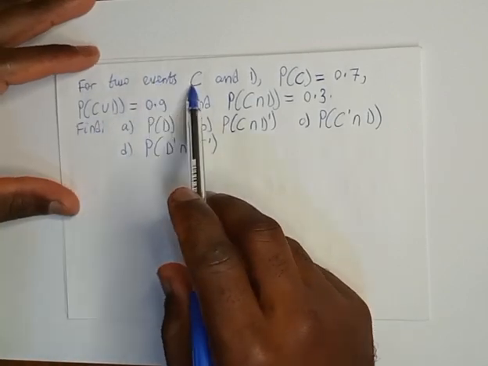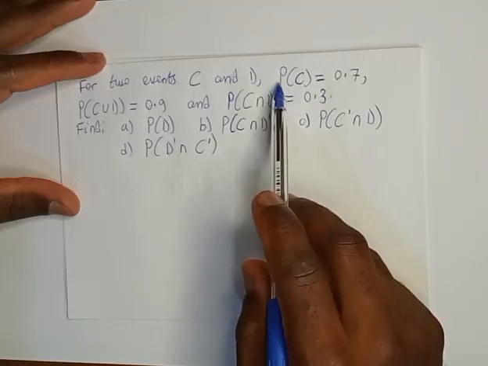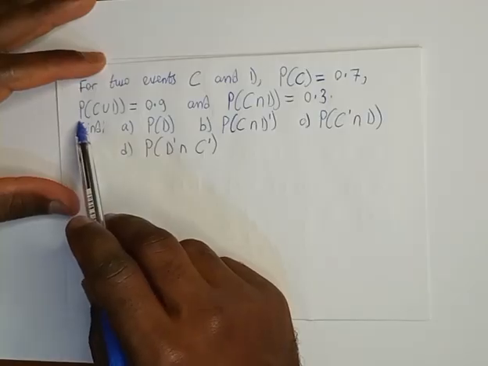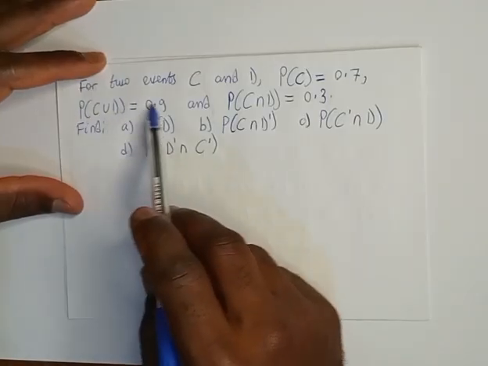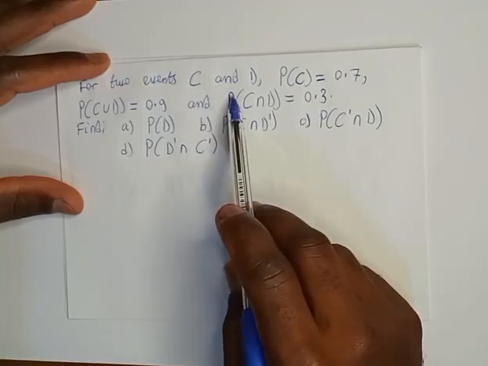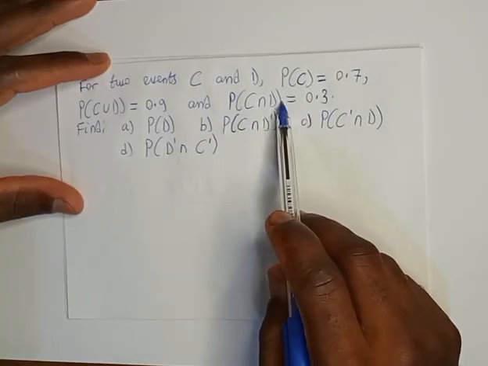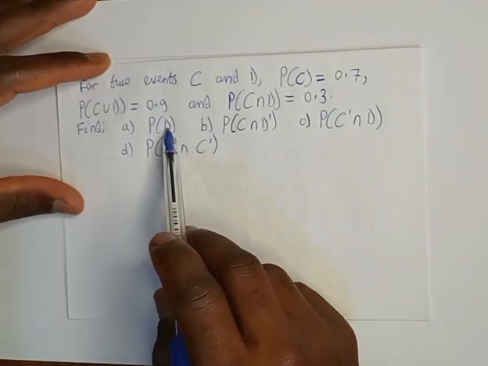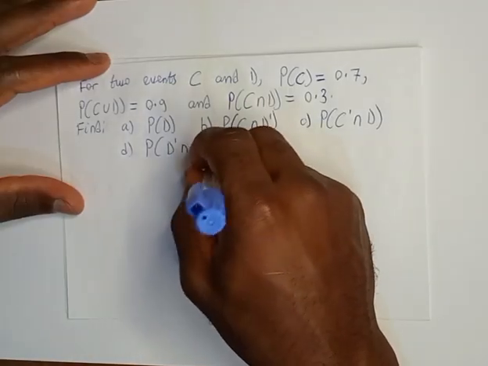For two events C and D, the probability of C is equal to 0.7, P of C union D is equal to 0.9, and the P of C intersection D is equal to 0.3. Find question A, P of D. We take the solution.